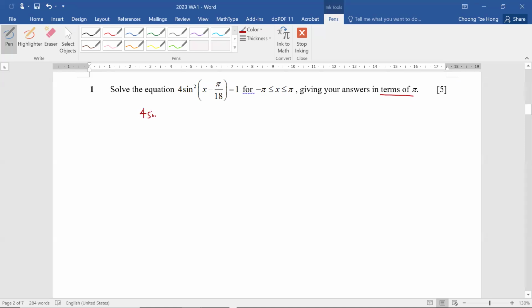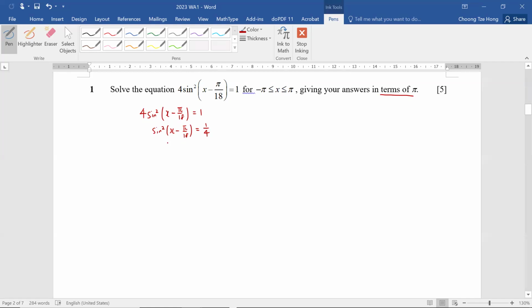So 4 sine square (x minus pi over 18) equals to 1. What we want to do is try to find the value of sine x first. Then from there we find the basic angle, then we can solve the question. To do that, we will shift the 4 to the right side. So we will get sine square (x minus pi over 18) equals to 1/4.